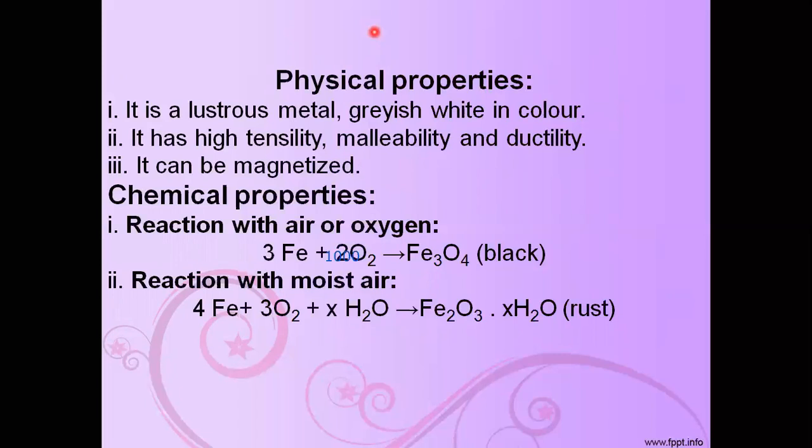So it has a lustrous metallic appearance, is white in color, and has high density, malleability and ductility, and it can be magnetized. So what are the chemical properties of iron? The first one is reaction with air or oxygen.